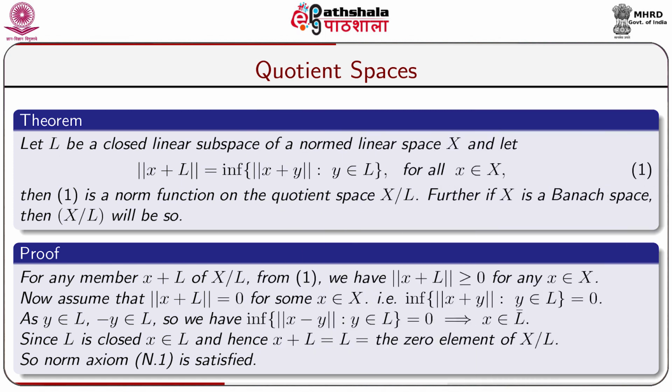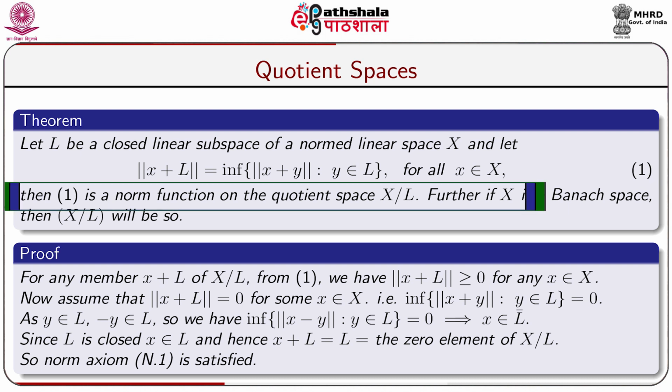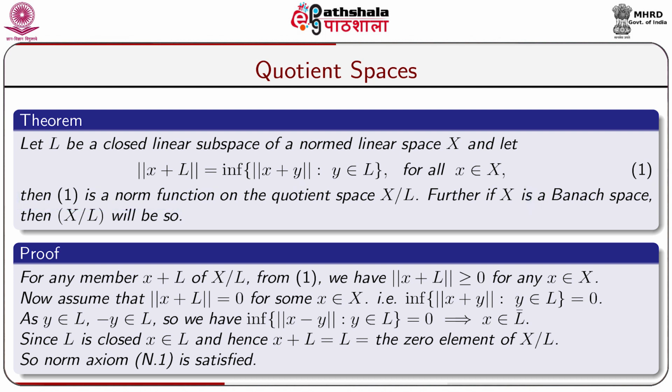Let capital L be a closed linear subspace of a normed linear space X, and let the norm of X plus L be equal to the infimum of the norm of X plus Y, where Y belongs to capital L, for all X belonging to capital X. Then this is a norm function on the quotient space X by L. Further, if X is a Banach space, then X by L will be so.